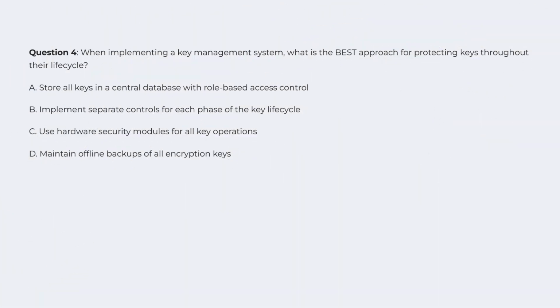Question 4. When implementing a key management system, what is the best approach for protecting keys throughout their lifecycle? A. Store all keys in a central database with role-based access control. B. Implement separate controls for each phase of the key lifecycle. C. Use hardware security modules for all key operations. D. Maintain offline backups of all encryption keys.